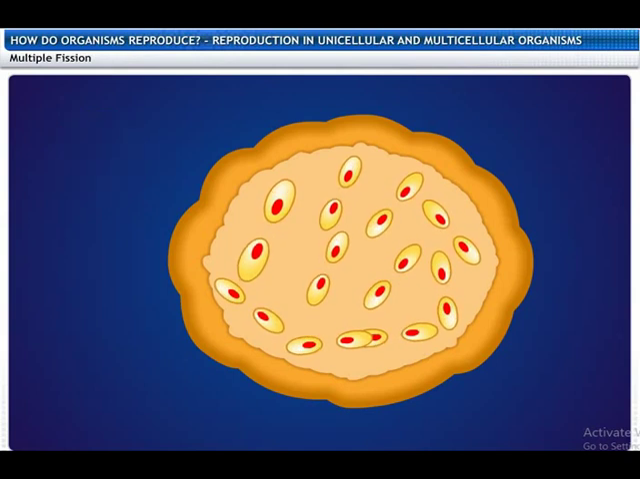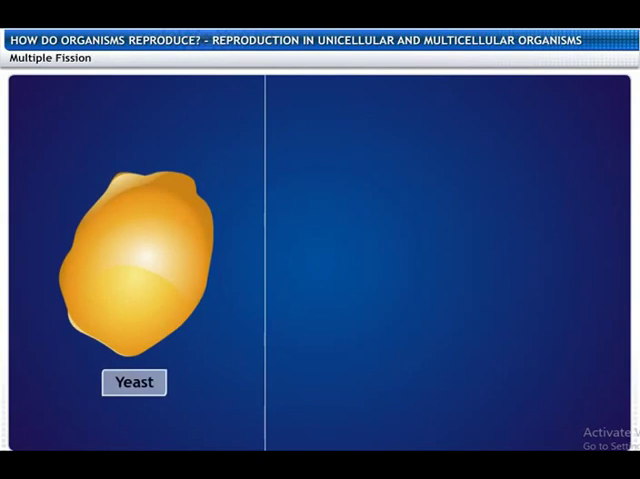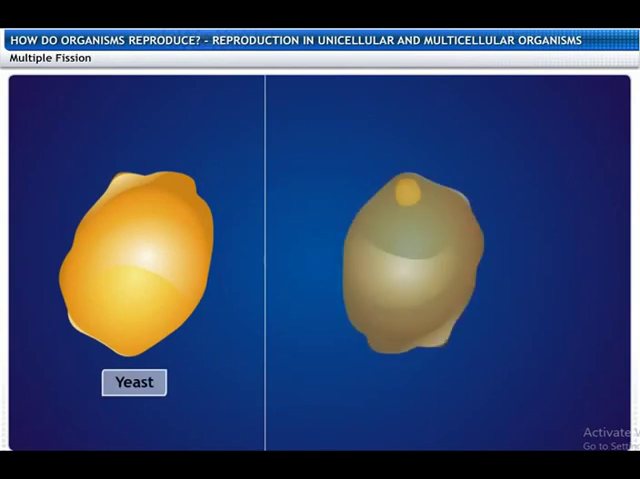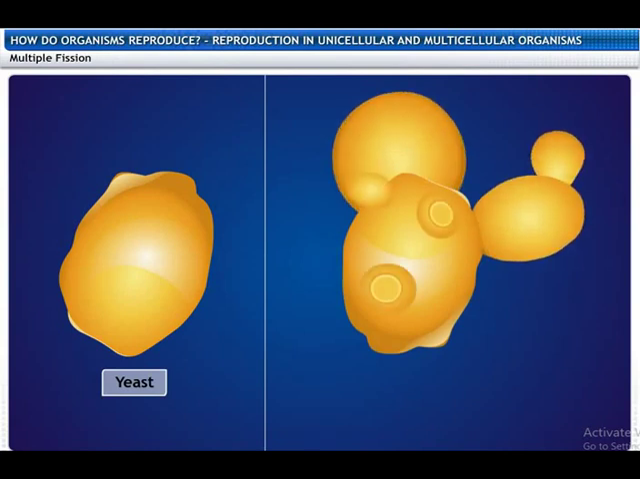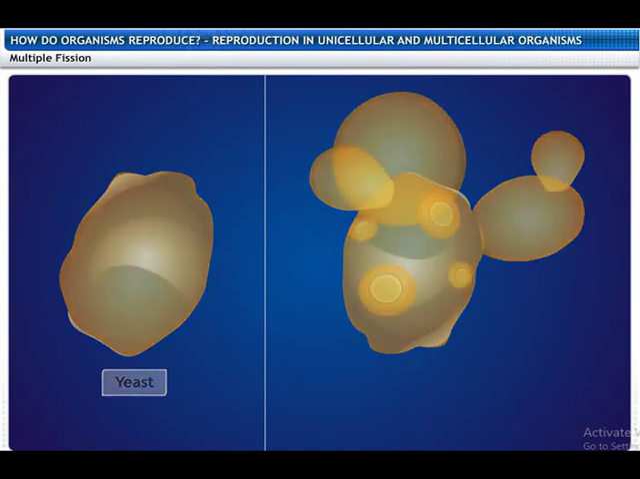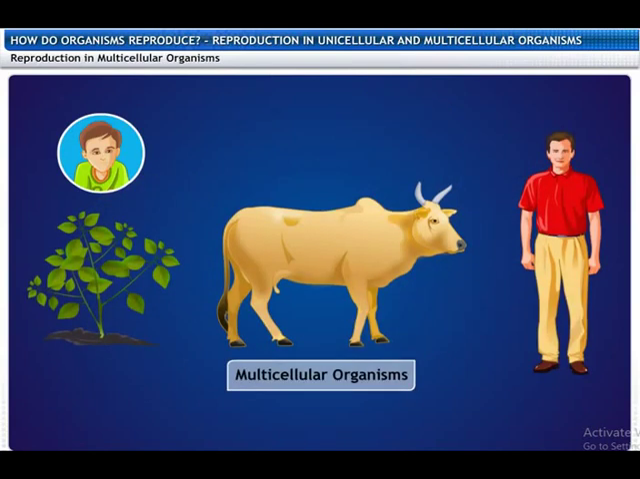Not always, though. Yeast is also a unicellular organism. Yeast, by the way, produces small buds that separate and grow further. And how about multicellular organisms? Do any of them reproduce like unicellular organisms do?